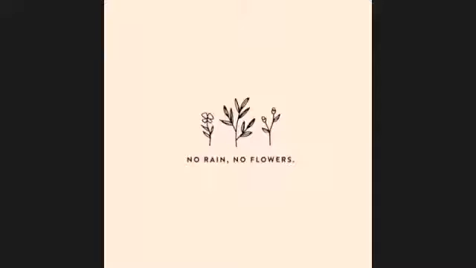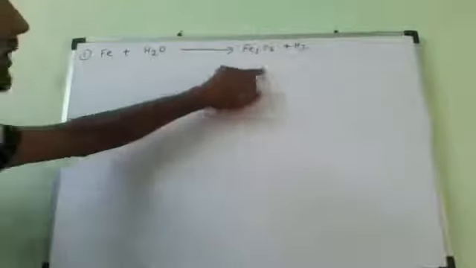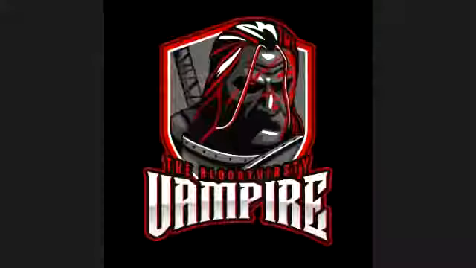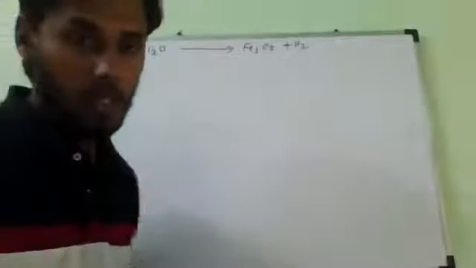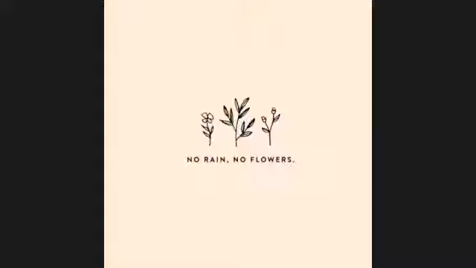Understand? Fe, iron, is reacting with water, which will give you iron oxide. Understanding? Iron 3 oxide plus H2. Is it okay? Dilipan? Sir, not balanced. Is it unbalanced or balanced equation? It's unbalanced. So now let us balance. Let us go for balancing the equation.